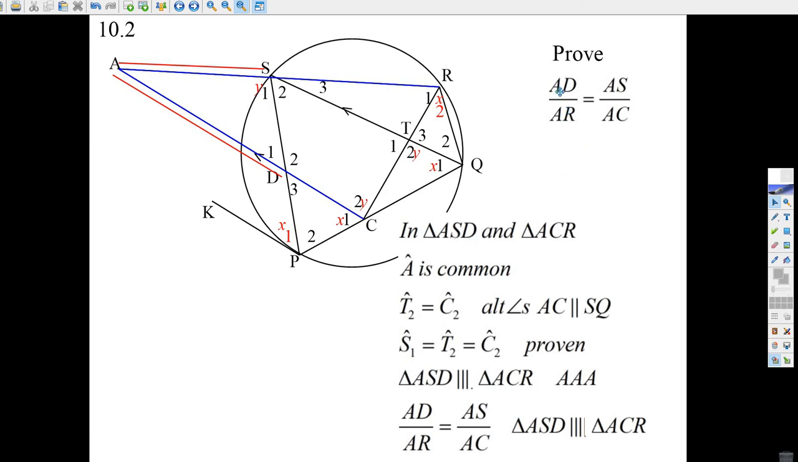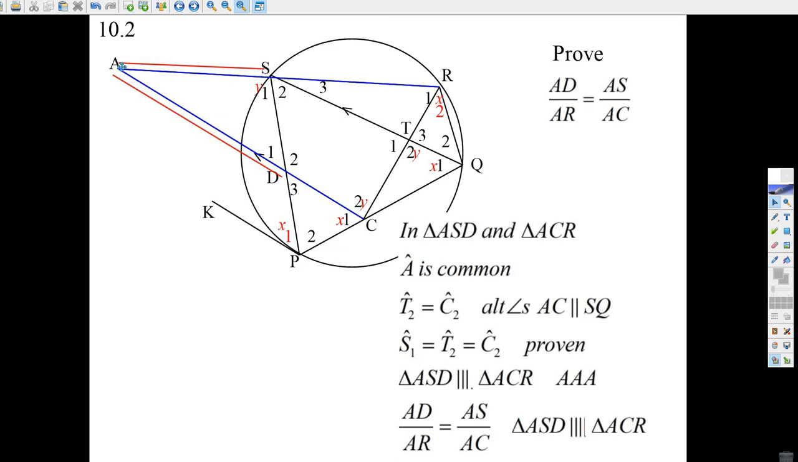Now, they're talking about AS and AD. I'm thinking this triangle, AS and AD, makes this ASD, this little triangle. I put a red line on it to see that triangle. And then they're talking about AR and AC. Well, that looks like the big blue triangle. If we could prove that those were similar, we would be on our way to getting this ratio. Well, can we do that?